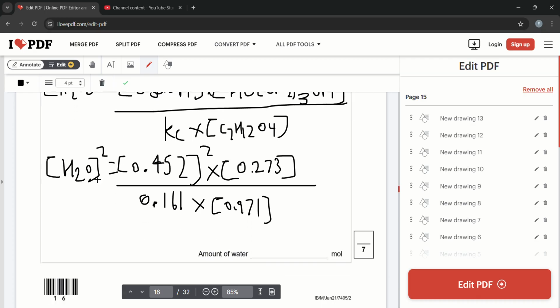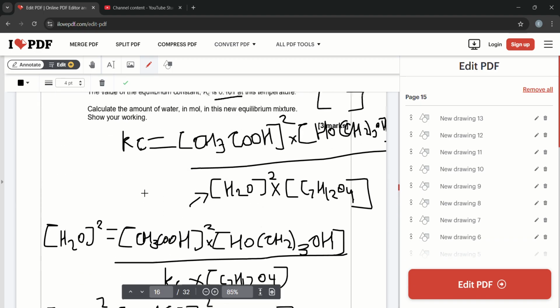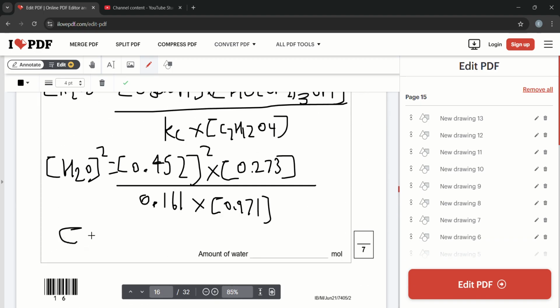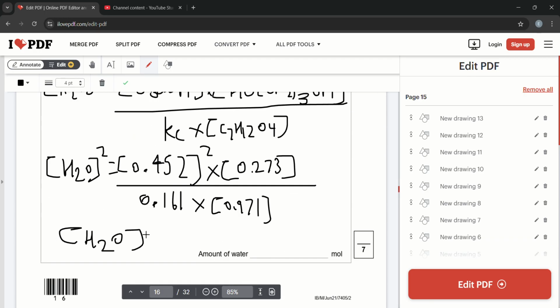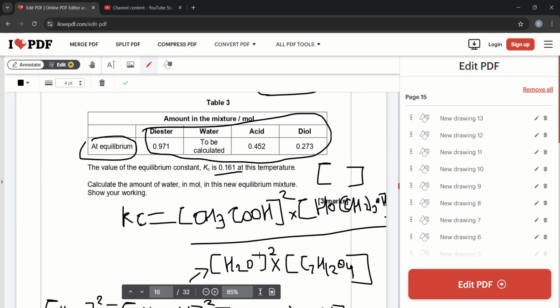0.357, but that's H2O squared. So we want to find out the amount of water in moles of H2O. It's going to be the square root of my answer, which will give me 0.597, and that is the end of question 5.